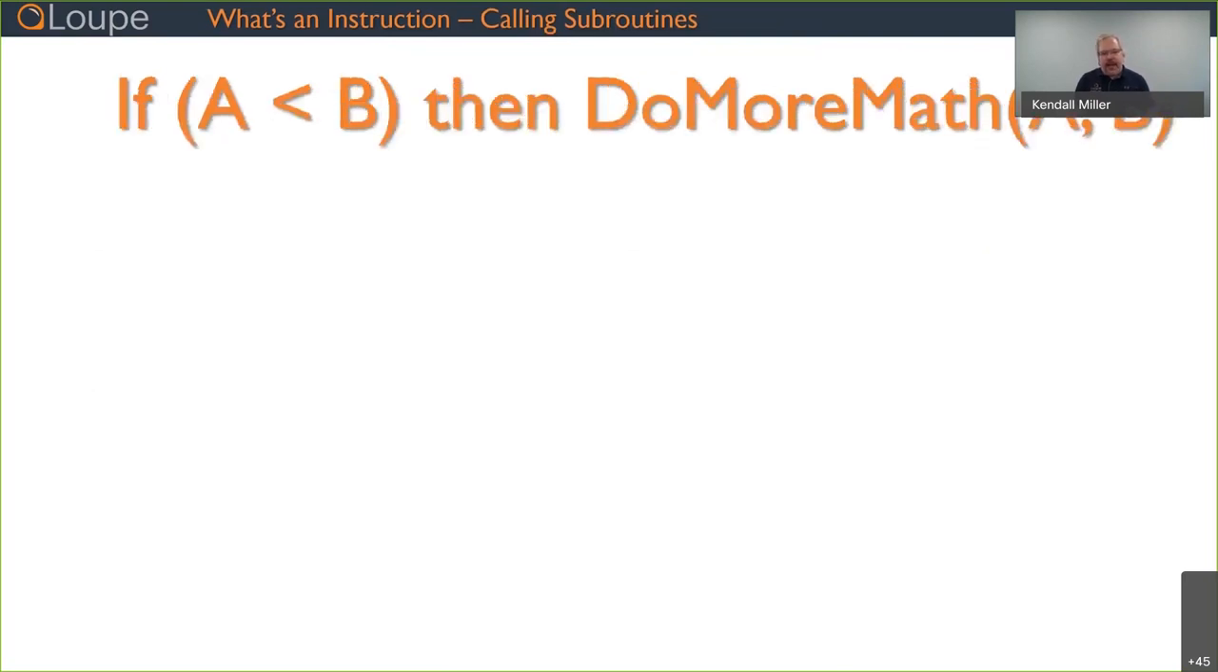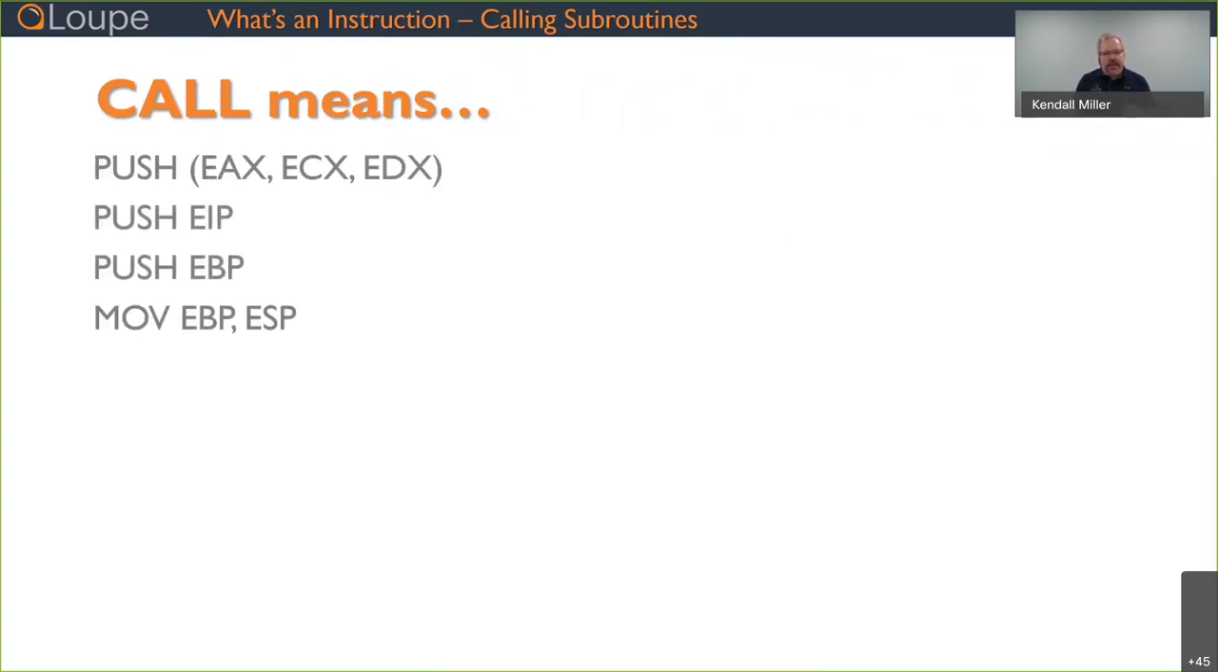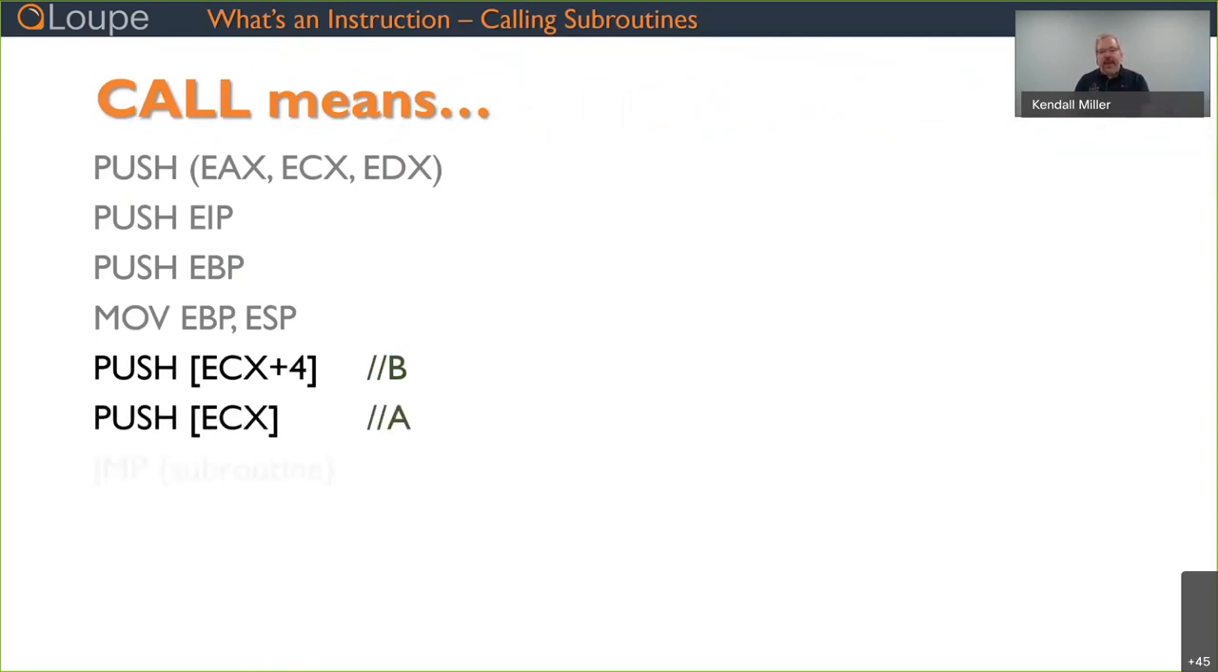We make it slightly more complicated. A is less than B, then do more math. And I'm passing those variables because we almost always pass variables into functions. Then, in fact, it makes things slightly more complicated. We have what we did before of our setup, but then we have to push in our variables. So we said we wanted to pass A and B into the function. Well, we do it by pushing them onto the stack. Then we transfer control to the subroutine. The code in the subroutine knows to go read backwards from the stack, basically going back to read the variables.